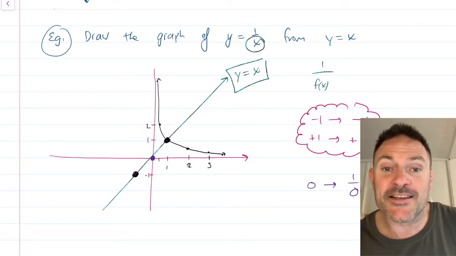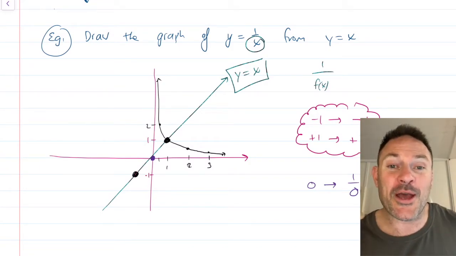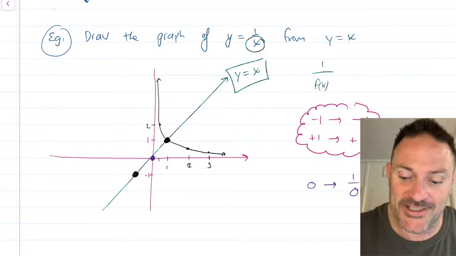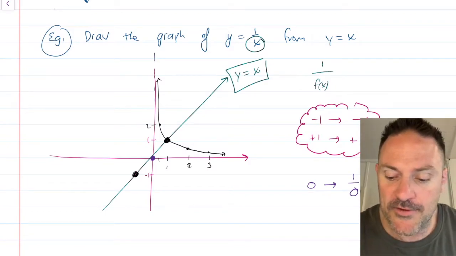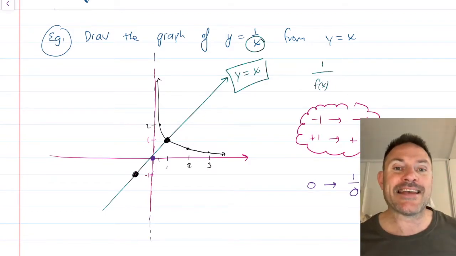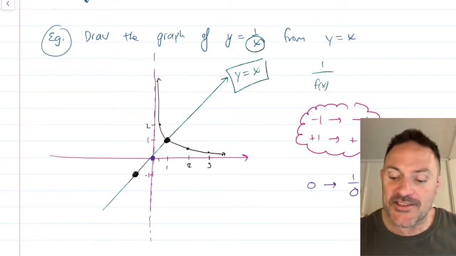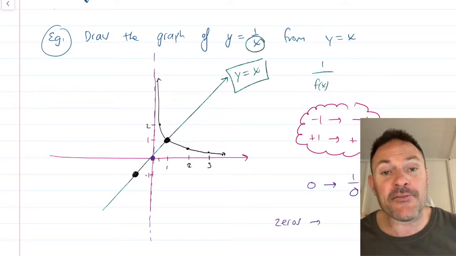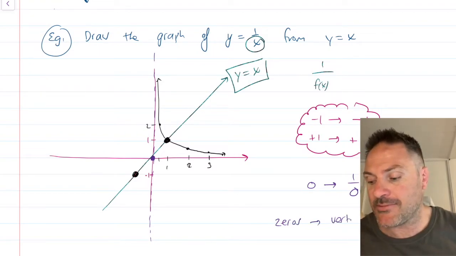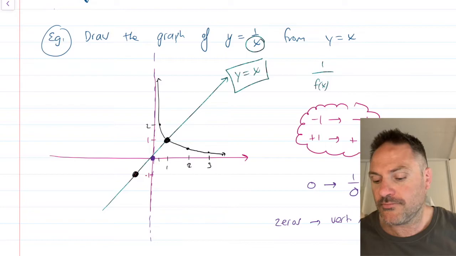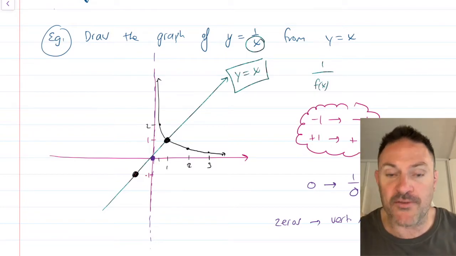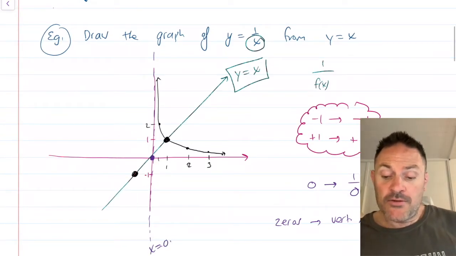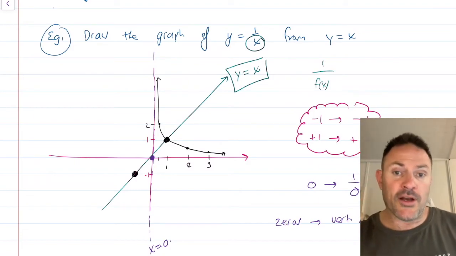And when something's undefined, you hopefully might remember we have a vertical gradient, which is undefined. You actually have a nice asymptote. Okay, so one of the things that you'll learn is that zeros give a vertical asymptote. In this case, that's the equation x equals 0. So that's where you can start to see that really nice hyperbola shape.